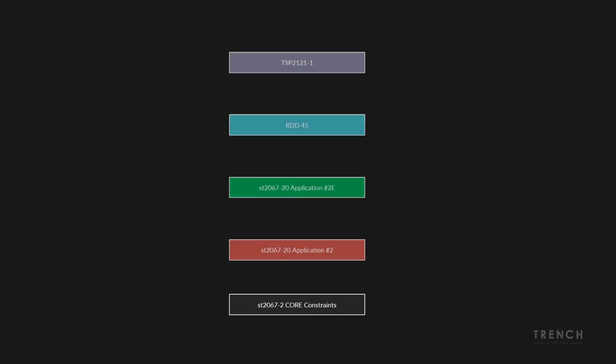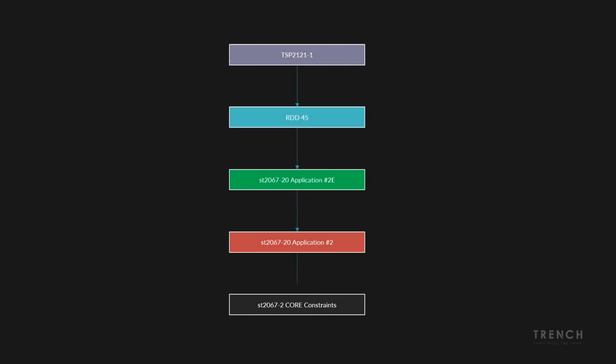One thing that is worth noting is that applications can and do also reference each other regarding base constraints that may already be defined there. Let's look at the use of Apple ProRes as an example of this. We can see that App2E is deemed the reference for the base image characteristics, track file and composition constraints, which RDD 45 builds upon with its use of ProRes as the codec, which in turn is then further constrained by TSP 2121.